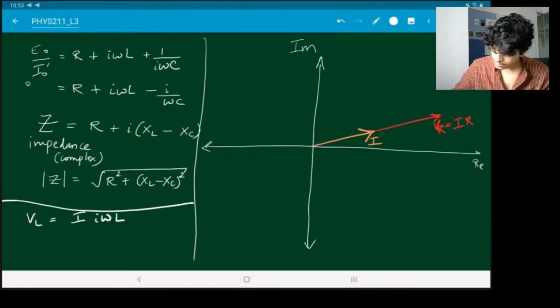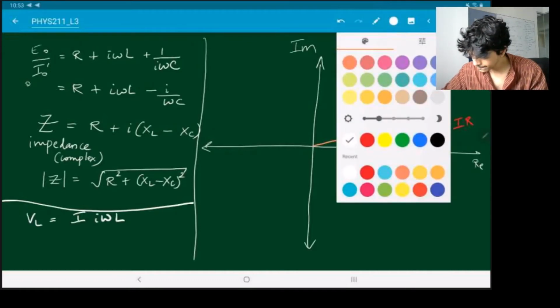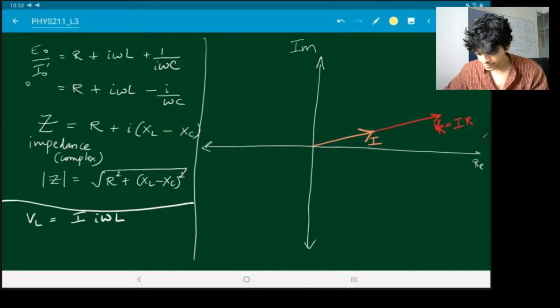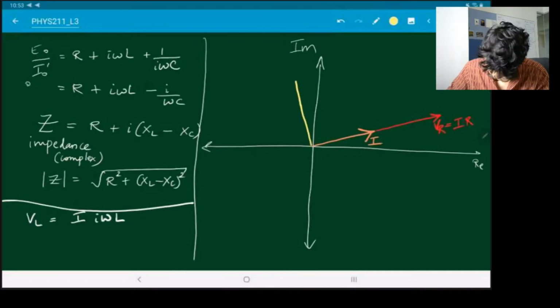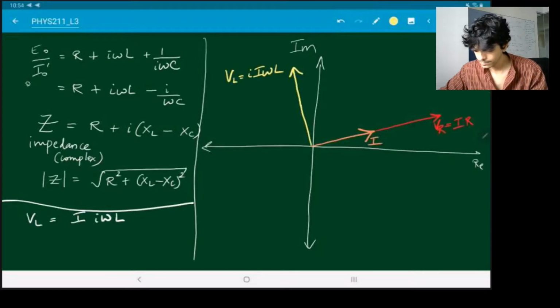So in this case I have I over here. If I multiply this current by the complex I, it will just rotate it to the left 90 degrees. So I omega L will look something like this. This is VL, which is I omega L. And this angle over here is 90 degrees.